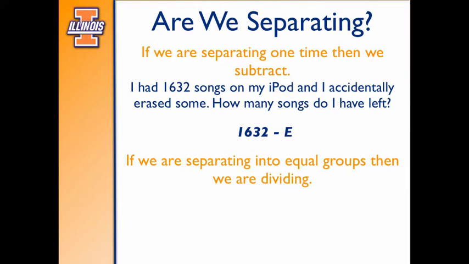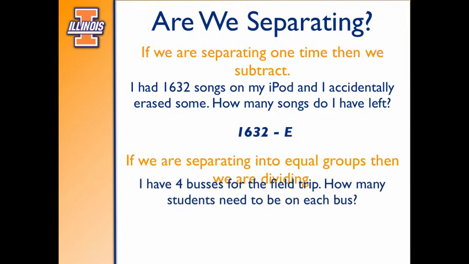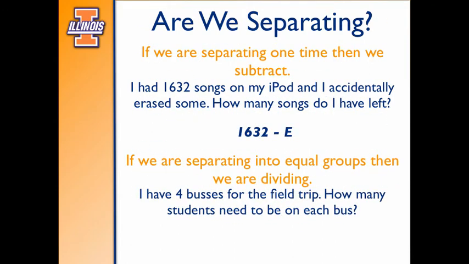If you're separating things into equal groups, then you're dividing. For example, I have 4 buses for the field trip. How many students need to be on each bus? Well, I need to know how many students there are total, so we're going to call that our variable s. In this case, I'm going to make 4 equal groups of students, so I have to take the number of students and divide that by 4, so s divided by 4.